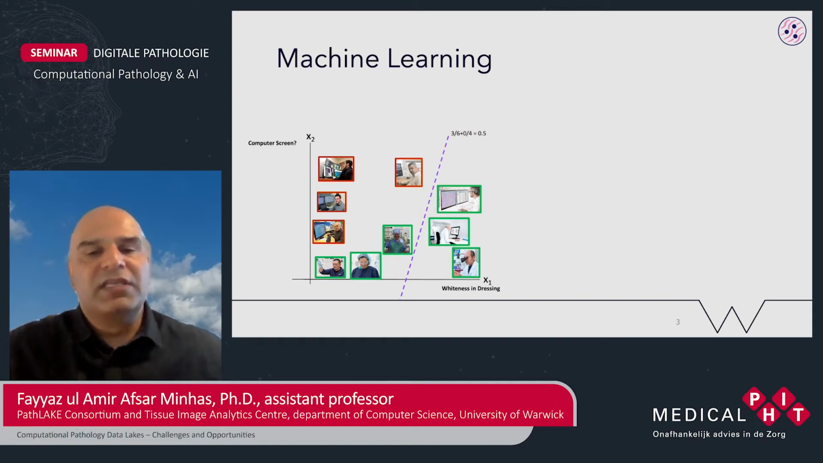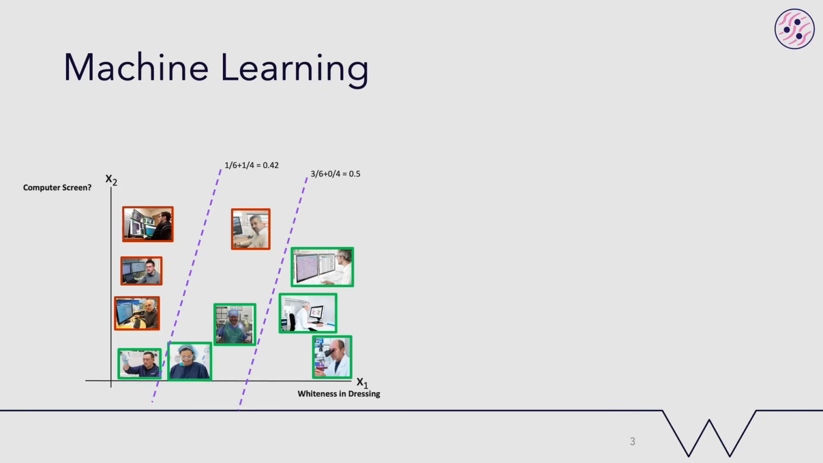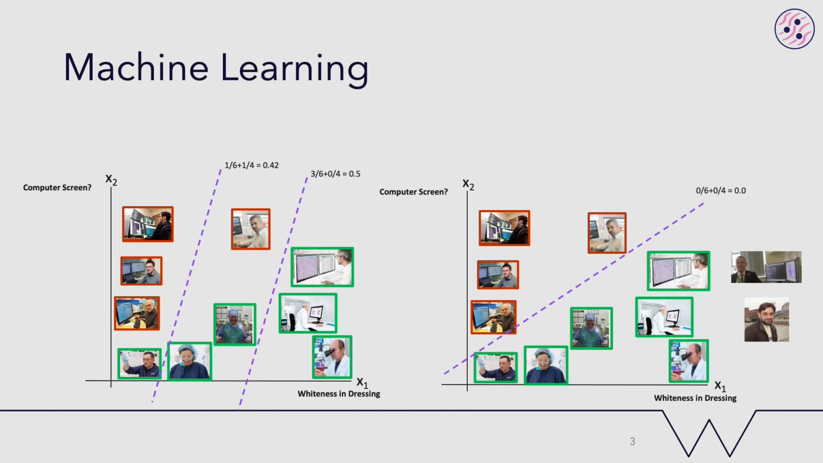We want to move this line so that we end up with a discrimination that is perfect over this training data set. So this line, the second line that I've shown you on the screen, actually gives lower error in comparison to the first one, but it's still not perfect.